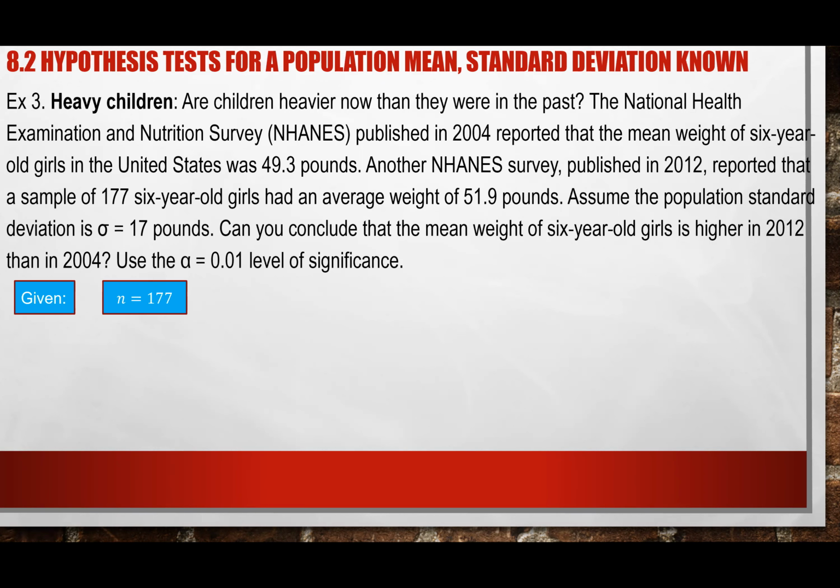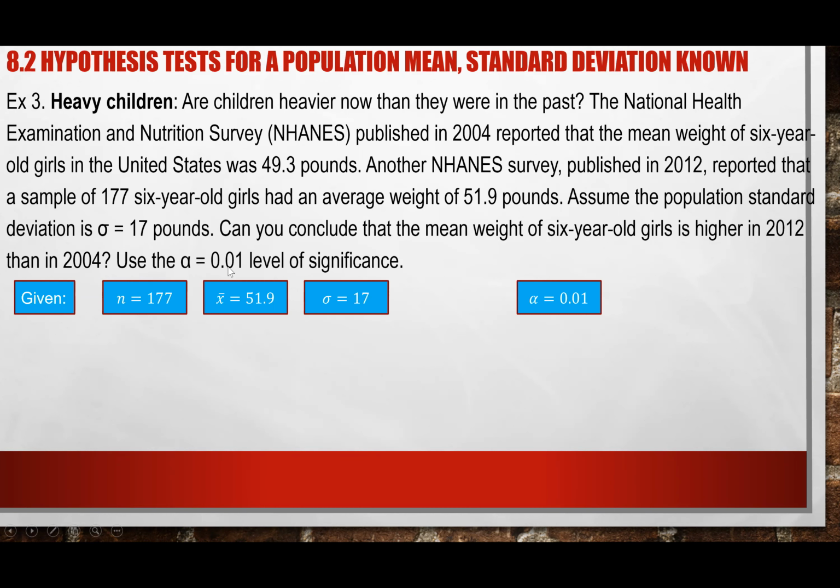How many samples do we have? 177. They give us the X bar, right? How do we know the X bar? Because with these 177 girls, the average mean is 51.9. And they also give us a standard deviation and they give us the alpha level, right?